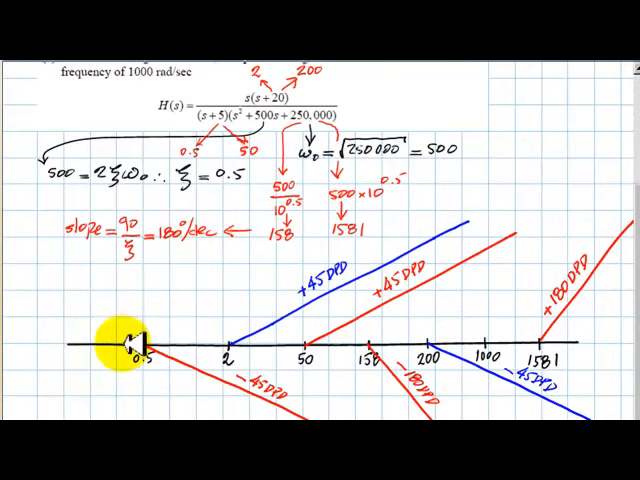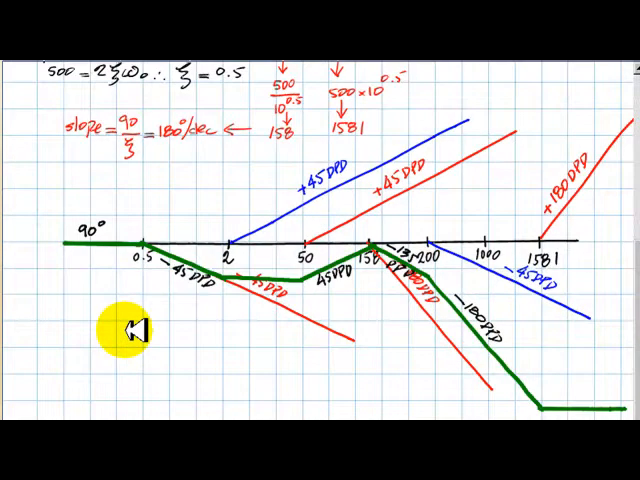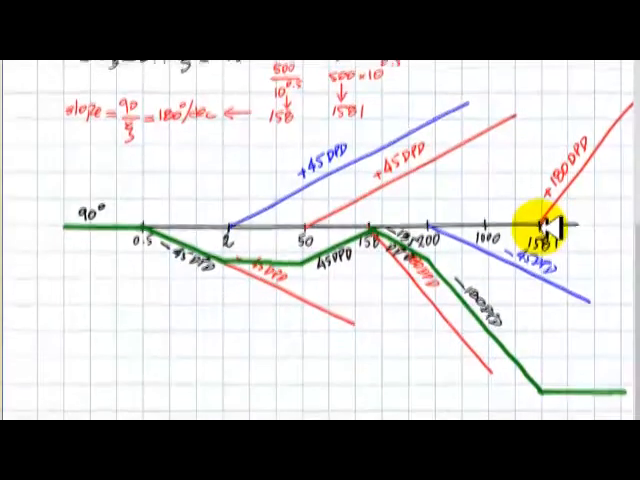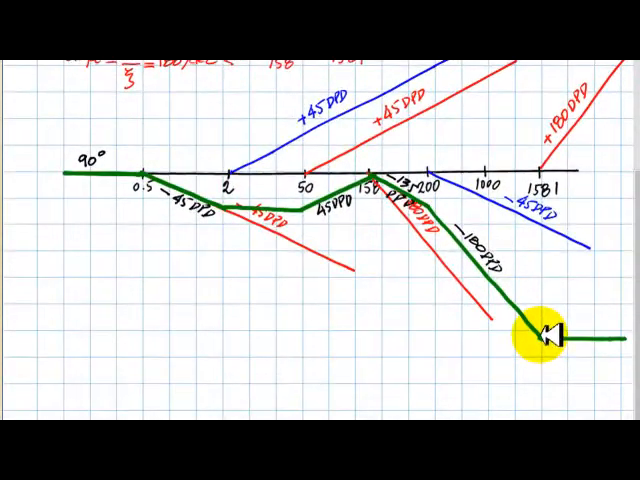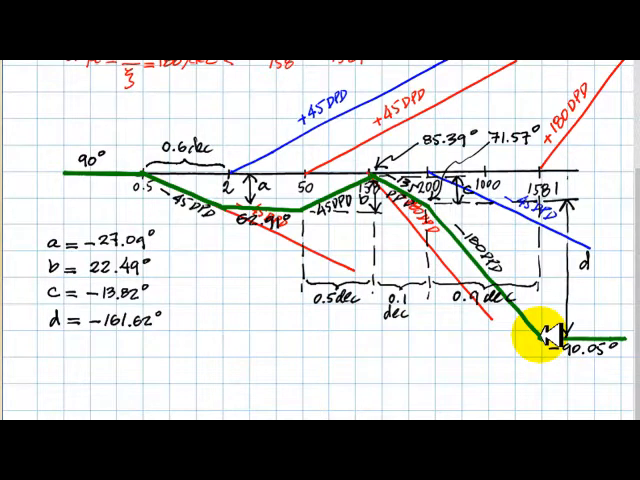The entry is going to be 90 degrees because we have a simple 0 at 0, horizontal at 90 degrees. The slopes are entering with 90 degrees, minus 45 degrees per decade, horizontal, positive 45 degrees per decade, negative 135 degrees per decade, negative 180 degrees per decade, and horizontal after 1581 radians per second. Then we compute the decades with the slope.